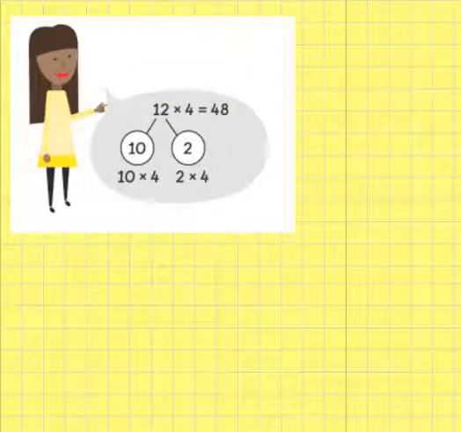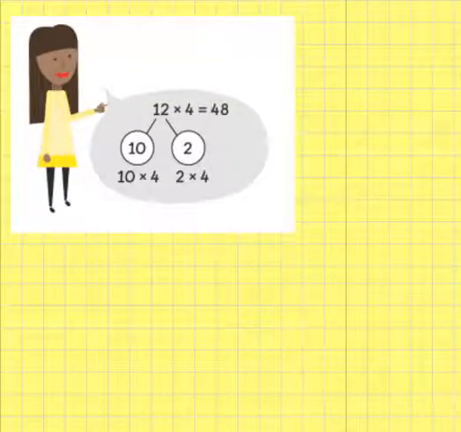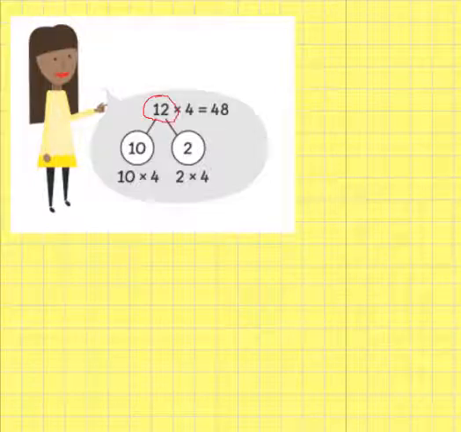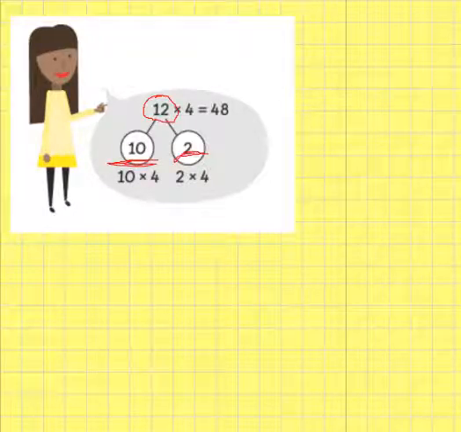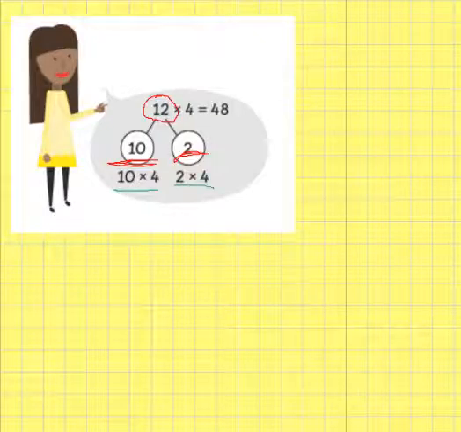Just to show this in another way, we can see that this has been partitioned. We can see that the number 12 has been partitioned into its tens, that there is 1 ten, and into its ones, that there are 2 ones. Multiplied by 4 is the same as saying that we are doing 10 multiplied by 4 and 2 multiplied by 4, and then adding them together.